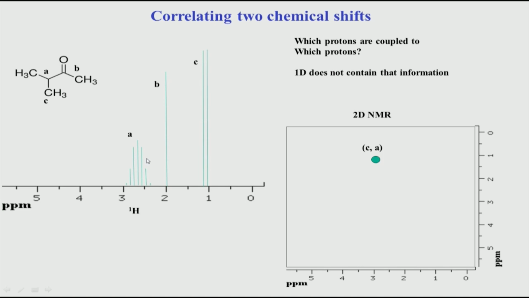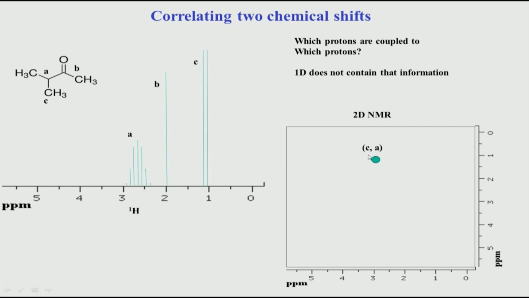So, that is what we expected based on our logical arguments: B is not coupled to anybody, because it is an isolated CH3, but A and C we expect to be coupled to each other, of course. That is why it was easy to see from 1D, but the example here is to show that a 2D gives you that information directly. In this case, the information was obtained earlier by logical arguments, but here you can actually see the correlation between the two protons.